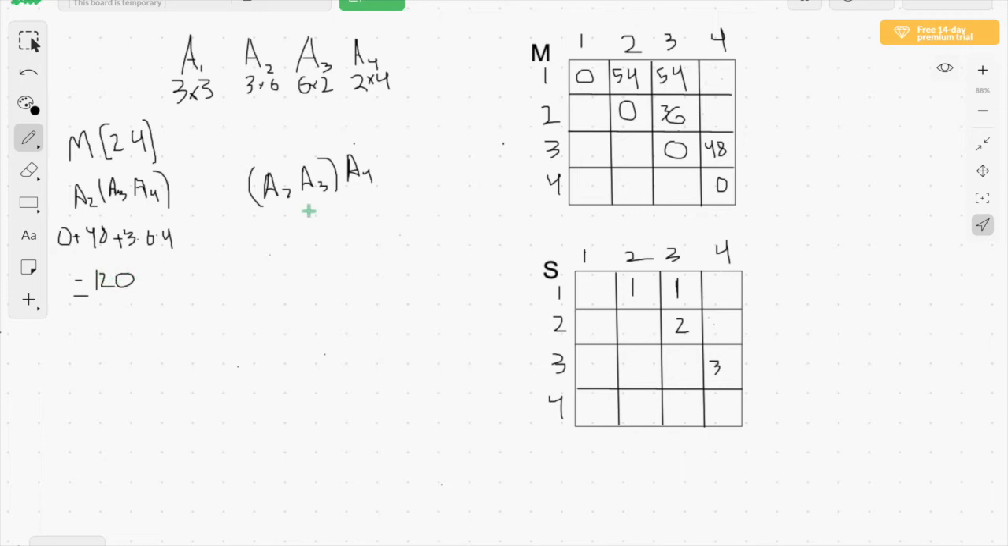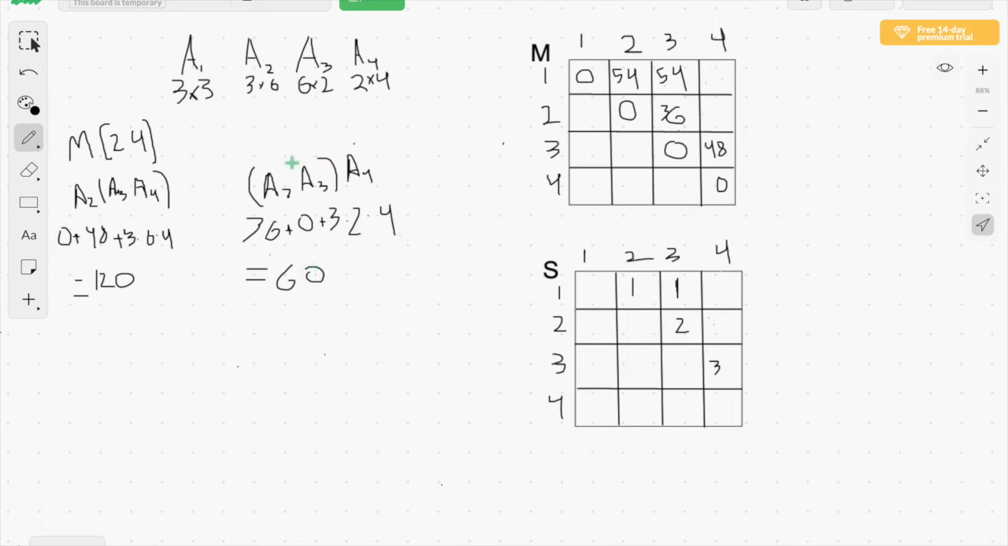Awesome. Now let's look at this example. For A2, A3, we can look at this M matrix and find that M23 is 36. So 36, plus A4 is just 0, and then the cost to multiply them together, A2 and A3. It'll be a 3 by 6 times a 6 by 2, so that'll just be a 3 by 2 multiplied by A4, which is a 2 by 4. So it'll be a 3 by 2 times a 2 by 4, so it'll be plus 3 times 2 times 4. And that gives us 60.